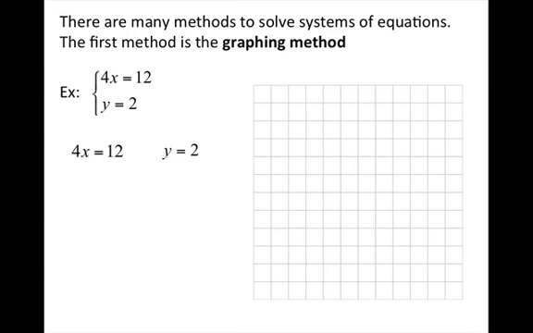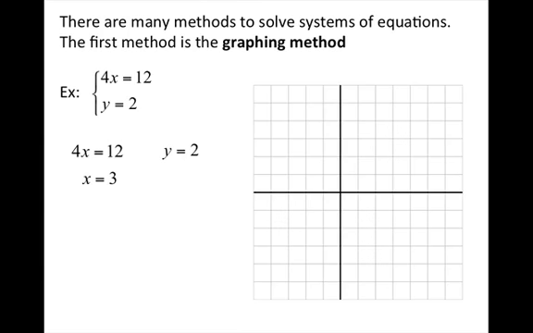So I'm going to start with 4x equals 12 and y equals 2. These are my special lines, the vertical and horizontal lines, and I know this because each equation has a variable missing. With the 4x equals 12, first divide each side by 4 and we get x equals 3.